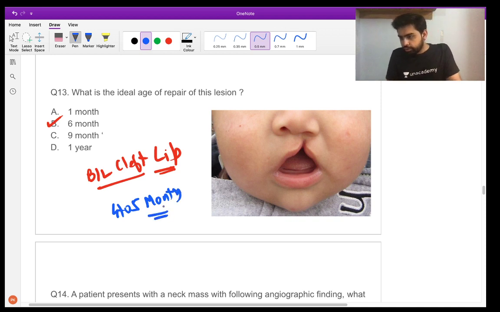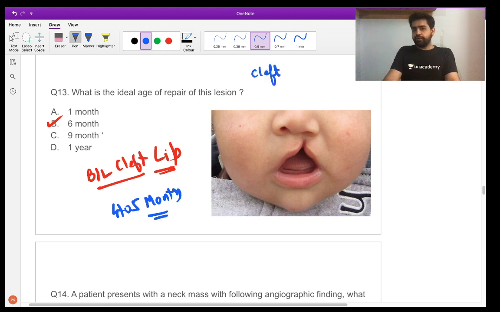Very good. Arshad, very good. It's not 10 months. Okay, bilateral is 4 to 5 months. It is not 18 months. It is not 10 months. It is 4 to 5 months. Please understand this. Now, what about cleft palate?